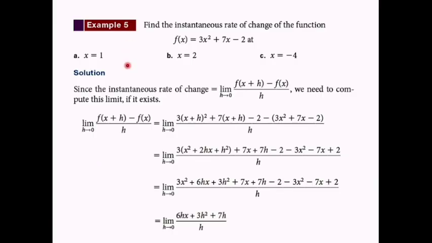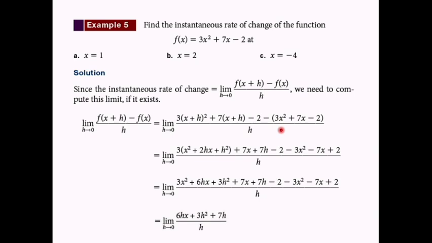So now that we understand that if we use the form of the difference quotient that has the h in the denominator, and we take the limit as h goes to 0, which is telling us that we're closing that distance between the 2 x values, it's going to give us the instantaneous rate of change. So we are going to use this function here, the quadratic 3x squared plus 7x minus 2, and we are going to find the instantaneous rate of change at x equals 1, x equals 2, and x equals -4.